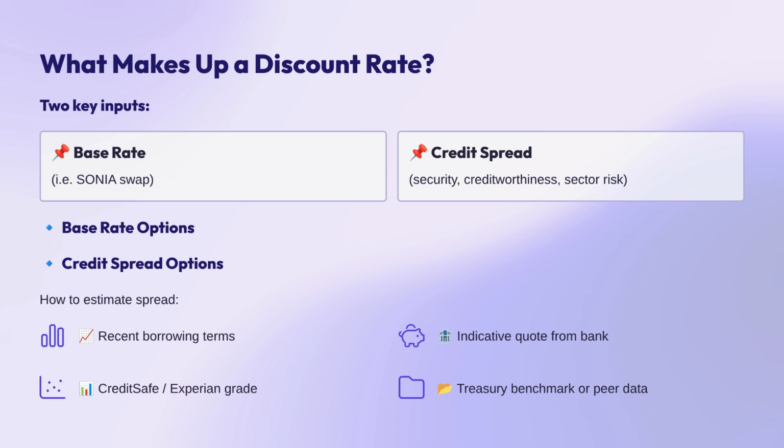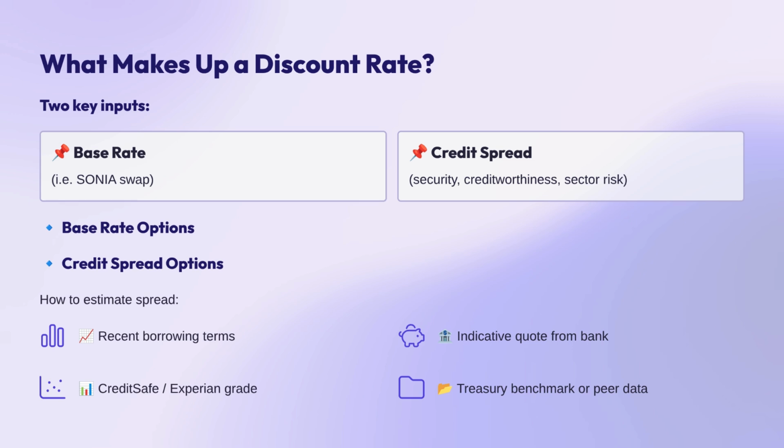Building the discount rate and what makes up a discount rate. Let's look at how the discount rate is constructed. There are two main components. First, the base rate. For UK businesses, this is usually the SONIA swap rate that matches the lease term. For example, if you've got a 5-year lease, you'd use the 5-year SONIA swap as your starting point.